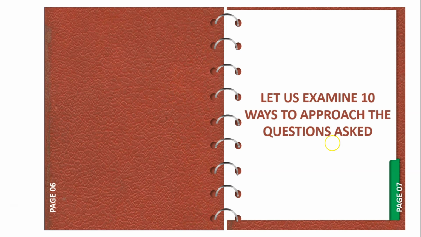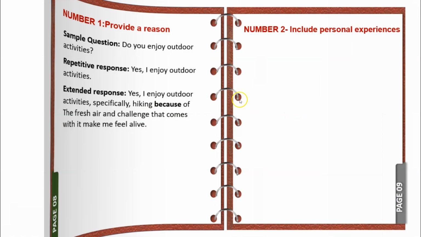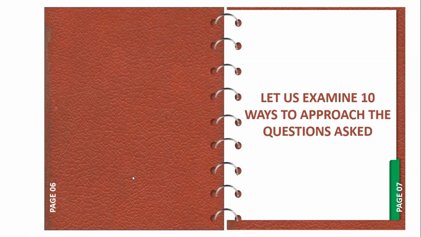So how do we express ourselves, or how do we approach these questions? The second purpose is that I told you that you cannot just give one word, or just give a short answer. So how do we extend our answer? These 10 ways will help you to approach the questions in order not to give repetitive answers, and also not to give too short answers that might affect you. All right, so let's go about them one after the other.